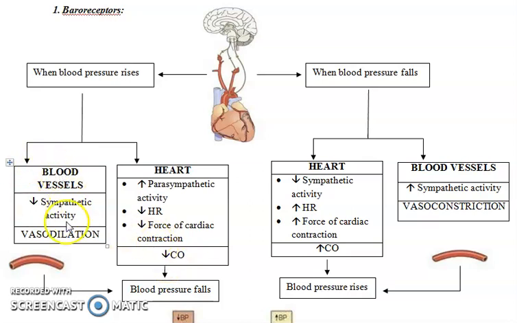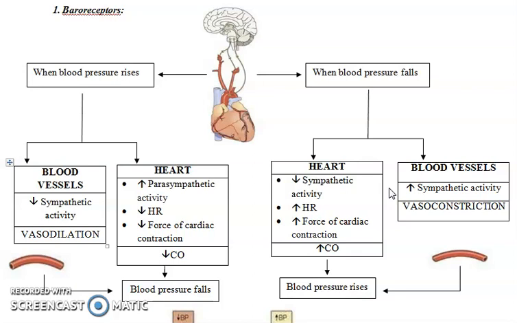So whenever the blood vessel gets dilated and whenever the cardiac output decreases from the heart, the blood pressure will be decreased. Okay. So coming to the next condition, whenever blood pressure falls. Again same, this condition is identified by the baroreceptors, and baroreceptors will be acting on two organs, that is heart as well as blood vessels.